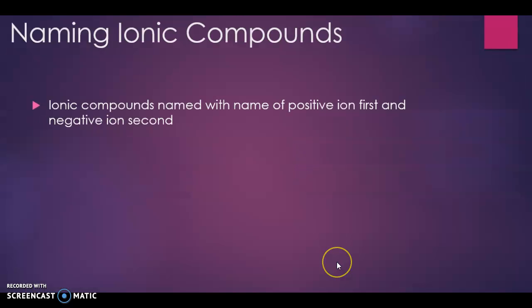Okay, so ionic compounds are named first with the positive ion and then second with the negative ion. So the first name of the compound is always going to be your positive ion. Second is always going to be your negative ion. Okay, so when we talk about naming them, which is part of, I think, what I asked you in the worksheet, positive comes first, negative comes second.